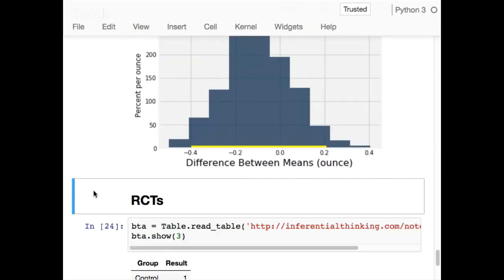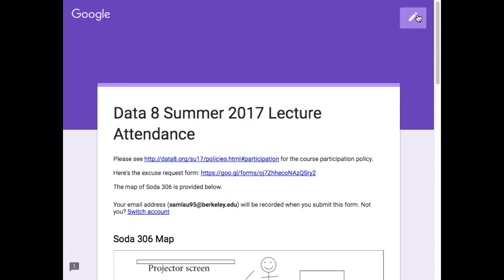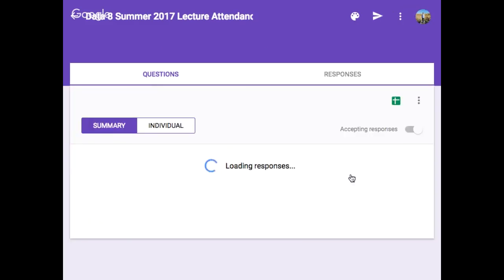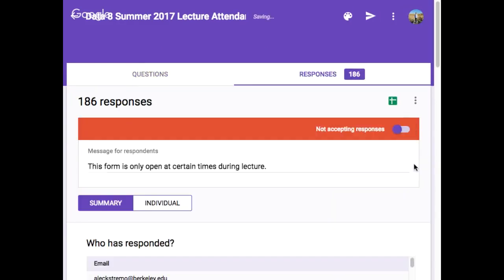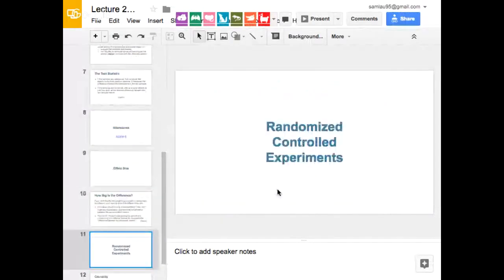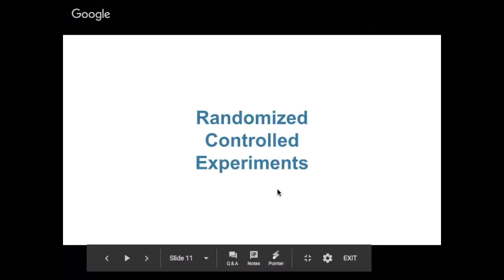But now I get to go back to the very beginning of the course. So what I'm going to do is turn off attendance. Close the form. Okay. And I can take us all the way back to the second lecture of the course.